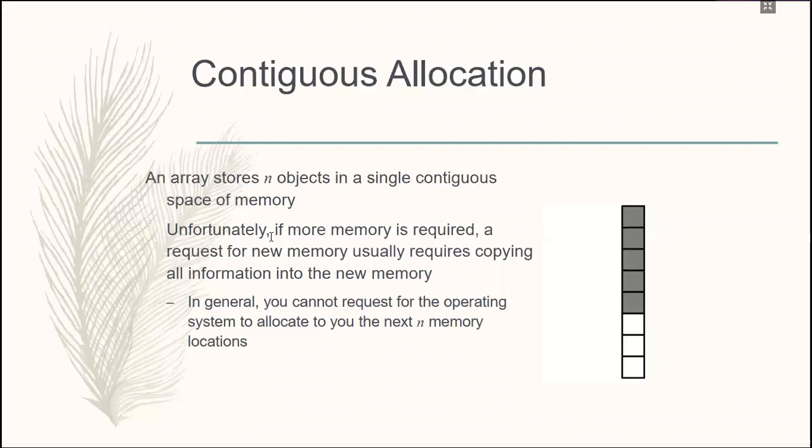Here you see we have 1, 2, 3, 4, 5, 6, 7, 8 memory locations, and here the first 5 are taken. Unfortunately, if more memory is required, a request for new memory usually requires copying all this information to the new memory. That is a disadvantage of contiguous memory. In general, you cannot request the operating system to allocate you the next n memory locations.